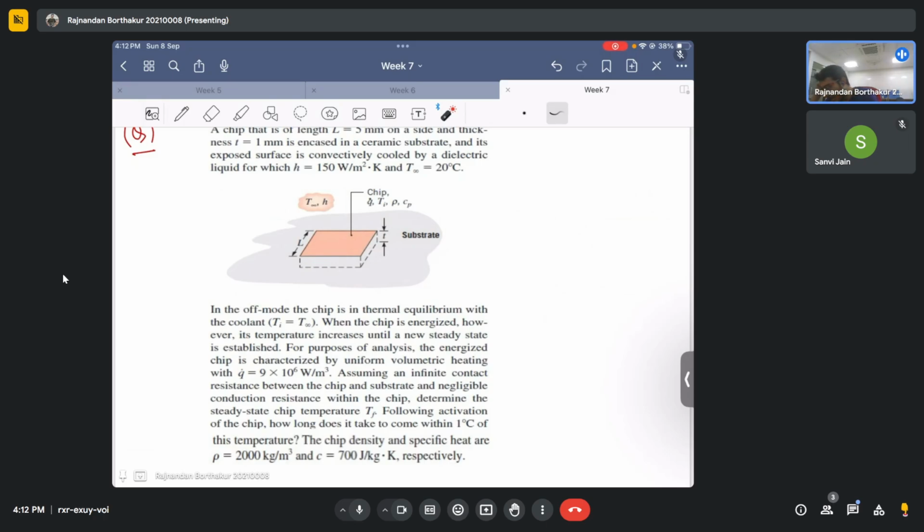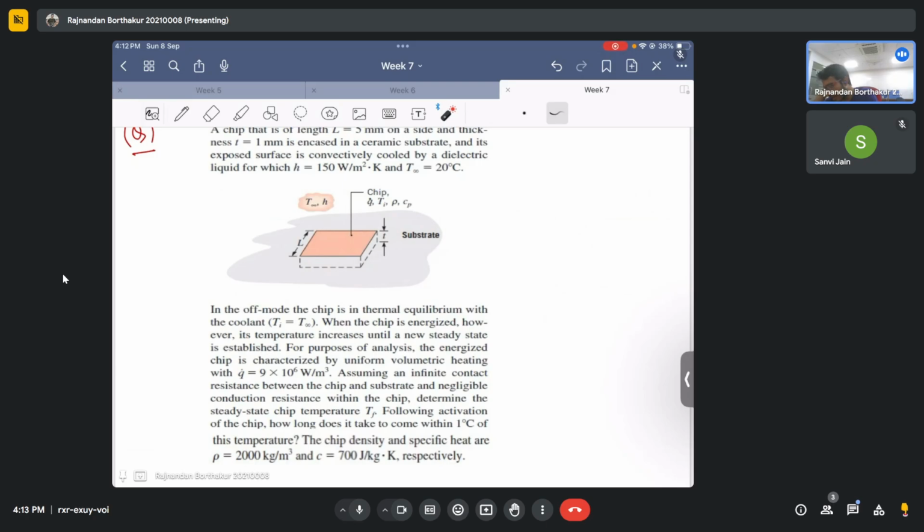That's what it says. Assuming an infinite contact resistance between the chip and the substrate and negligible conduction resistance within the chip, this means that, as we have said, the Biot number in this problem is less than 1. This is another way of saying that there is no conduction resistance within this chip, which means that the temperature within the chip is not spatially varying.